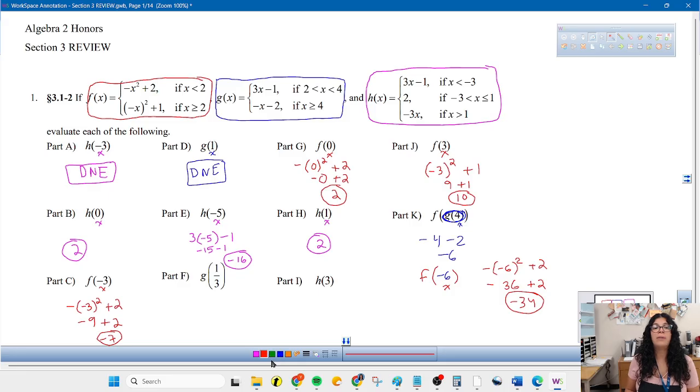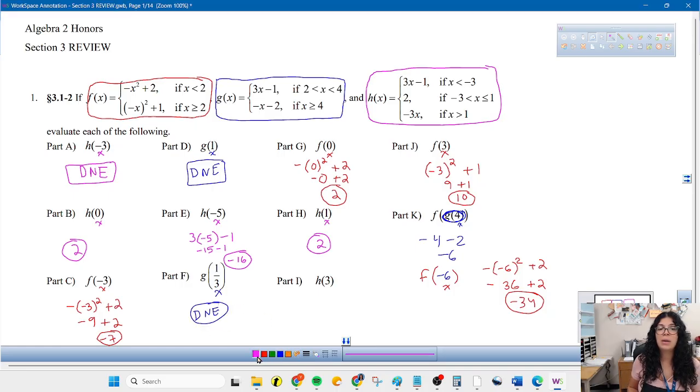Okay? g of 1/3. Well, where does 1/3 fall into play? Is 1/3 in between 2 and 4? No. 1/3 is like 0.3, right? Is 1/3 greater than or equal to 4? No. So 1/3 is outside of the domain. That doesn't fall anywhere into the function g, so it does not exist.